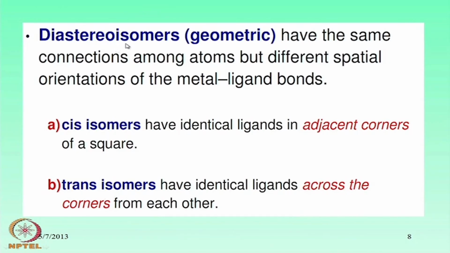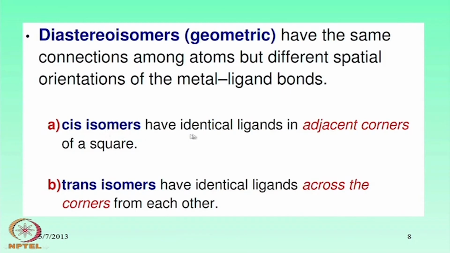So these are very important types of molecules in coordination chemistry. We get some compounds as diastereoisomers, that means they are not related to any kind of optical activity, and have the same connections among atoms, that means the metal atom and the ligand atoms, but different spatial orientations related to the metal-ligand bonds. Only the metal-ligand bonds are different.